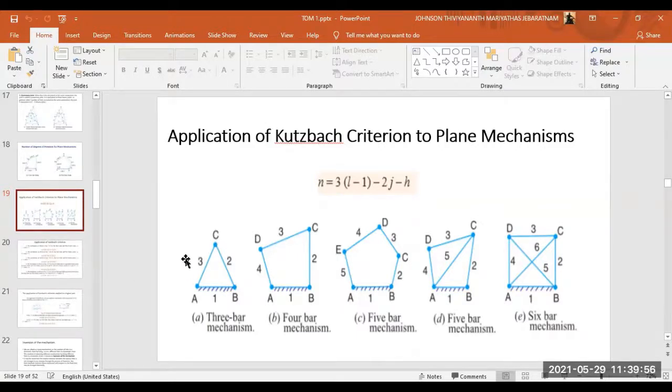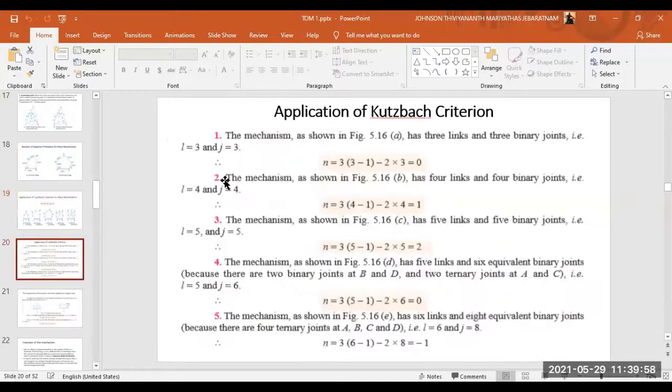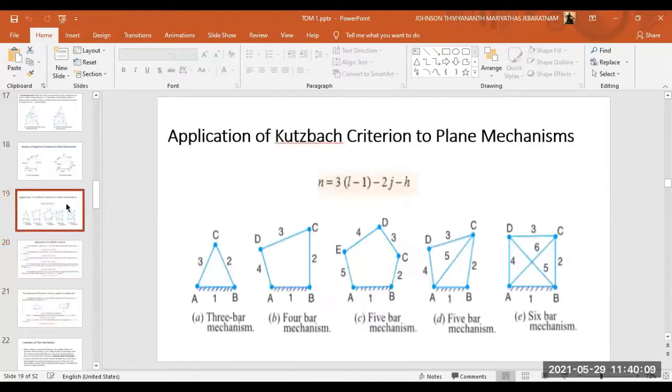First one is a 3-bar chain. So the mechanism as shown in the figure has 3 links, and which means it has 3 binary joints. Here binary joint 1, binary joint 2, and binary joint 3, and link 1, link 2, and link 3. So I'll put it in the formula.